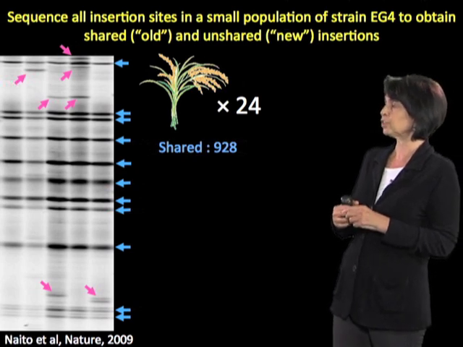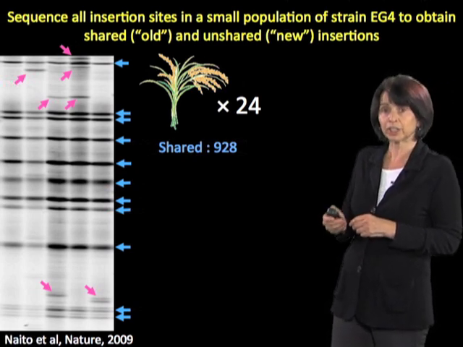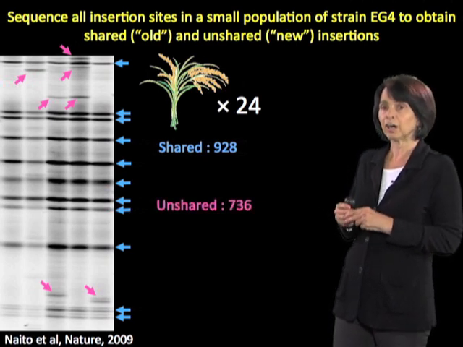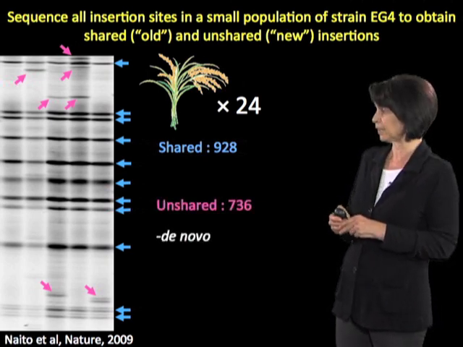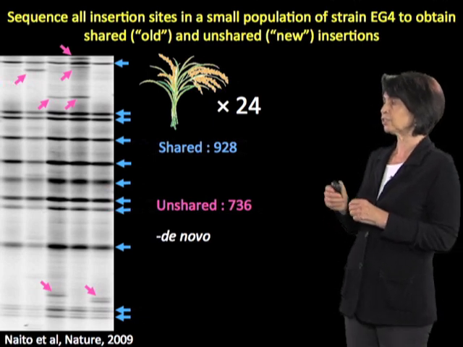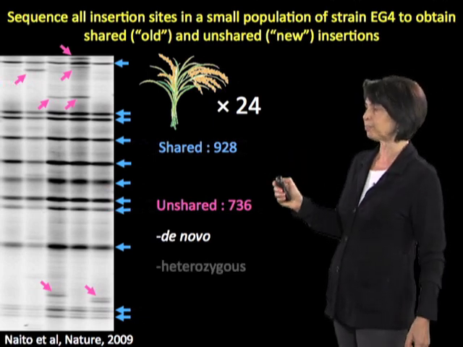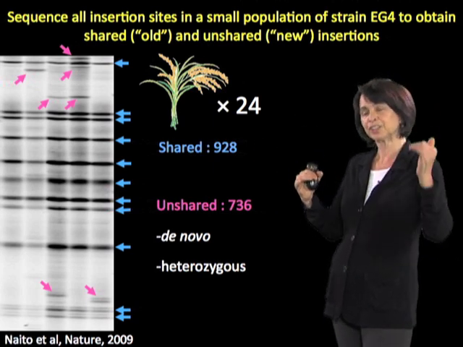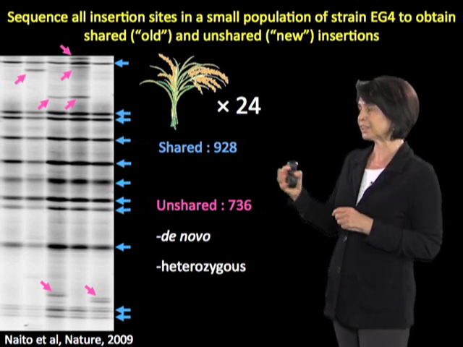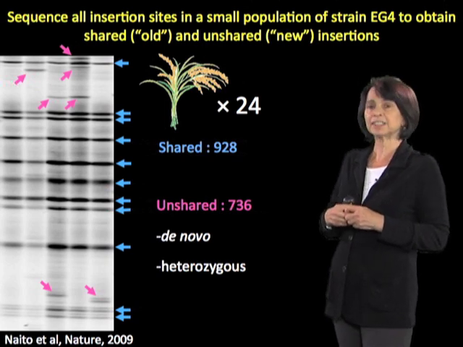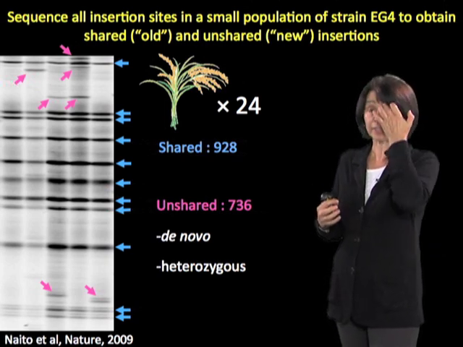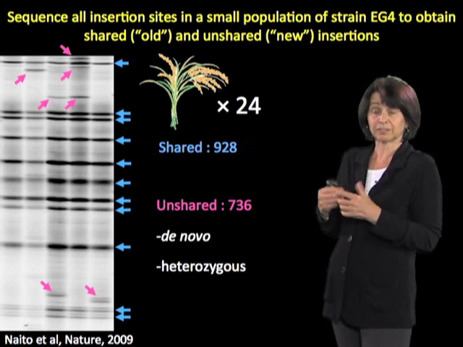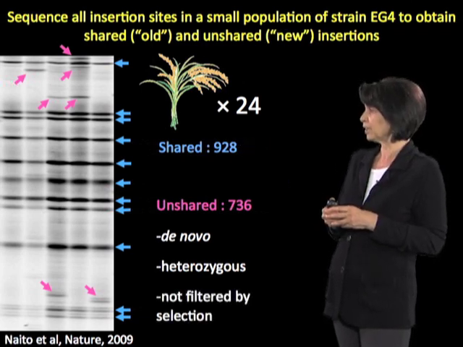So he was able to determine 928 shared insertion sites and 736 unshared insertion sites. And as I said before, these unshared insertions are de novo insertions. They just happened, and they're heterozygous, because when an insertion happens, it goes into one of the two alleles. And heterozygous is important because if it's a detrimental mutation, it's likely to be a recessive mutation.